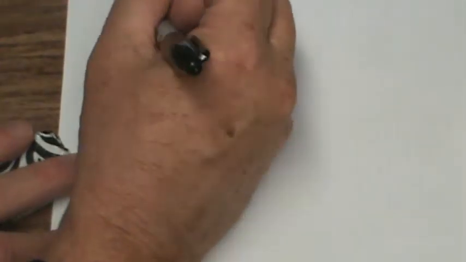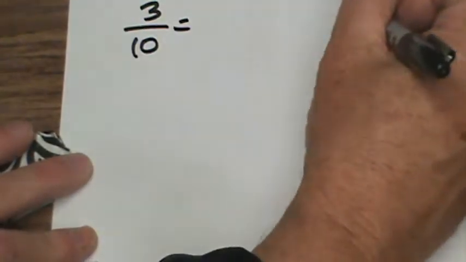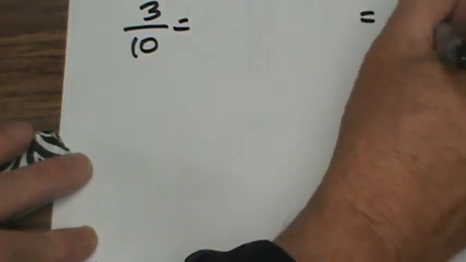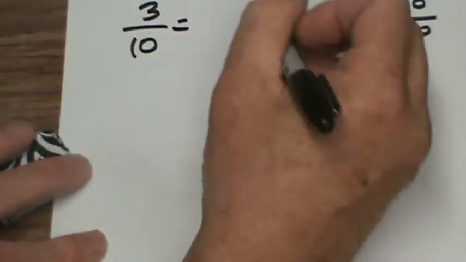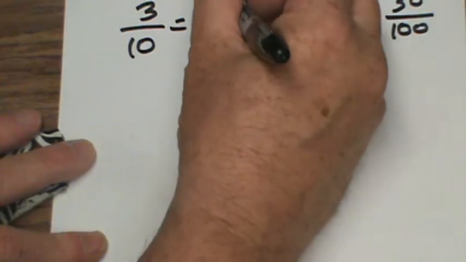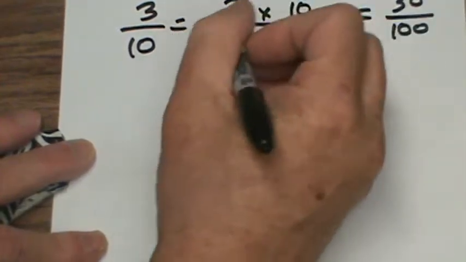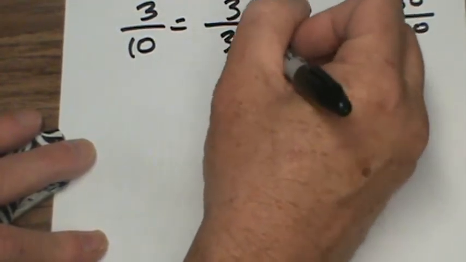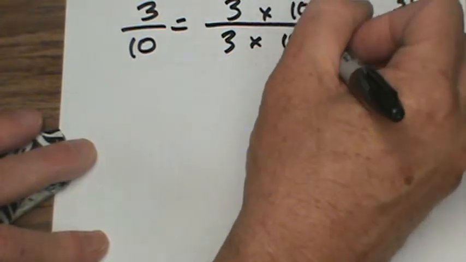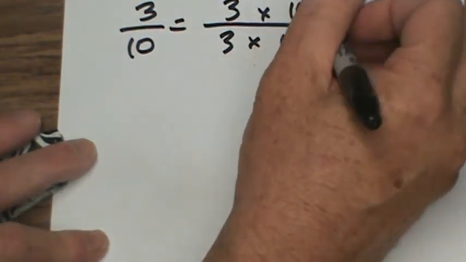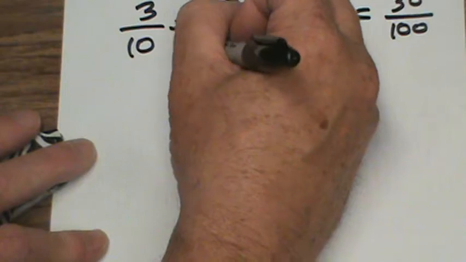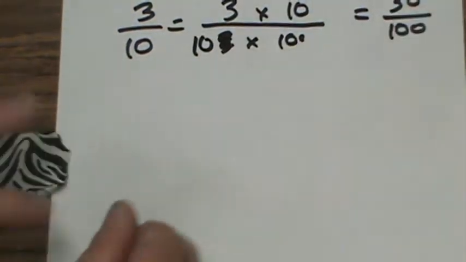Let's flip this up a little bit. We're going to say 3/10. How would we get that to equal 30 100ths? Well, we would just use multiplication. 3 times 10 equals 30, and 10 times 10 equals 100. Whoops, excuse me, why did I put a 3 there?